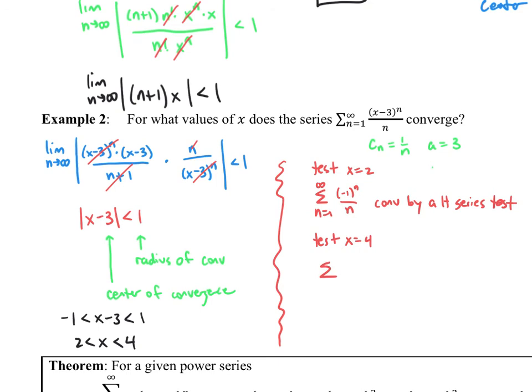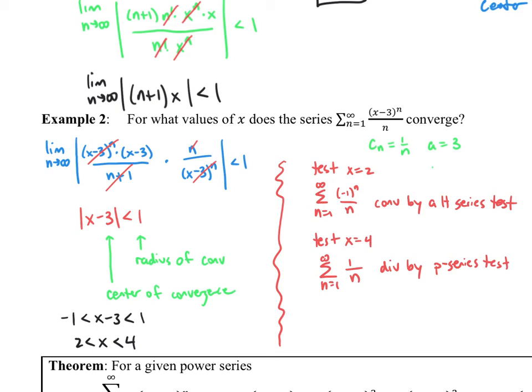So again, if I go back up to the original power series and substitute 4 in for x, I get 1 to the n, which of course is just 1. I know this is divergent by the p-series test. We also know this is divergent because it's harmonic. So either way is totally fine if you want to state that.